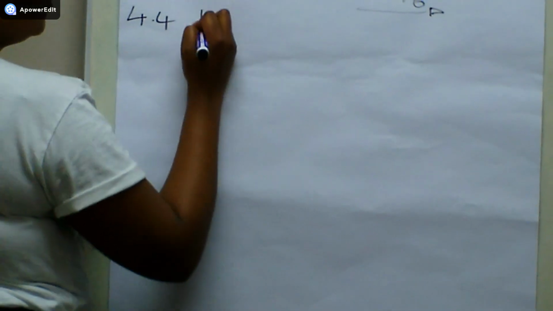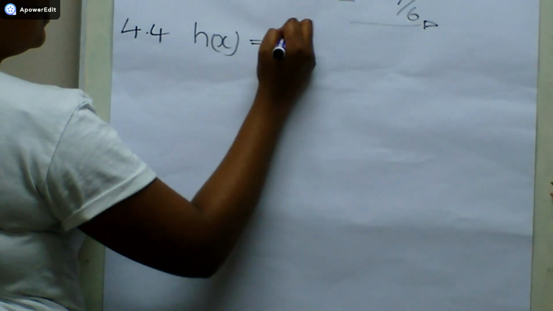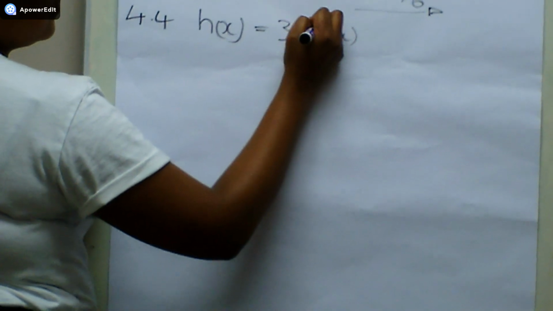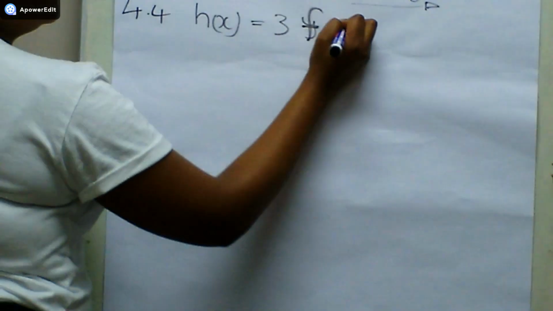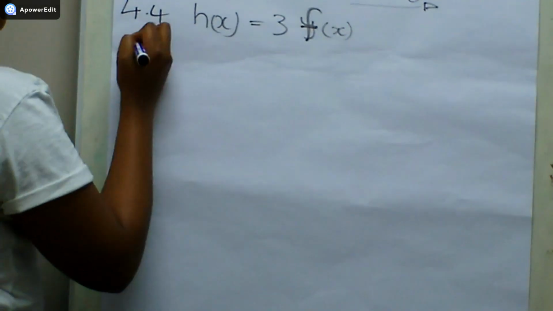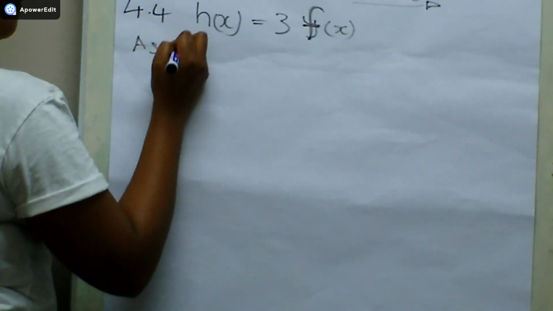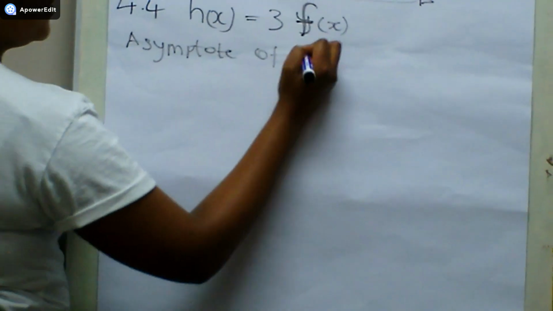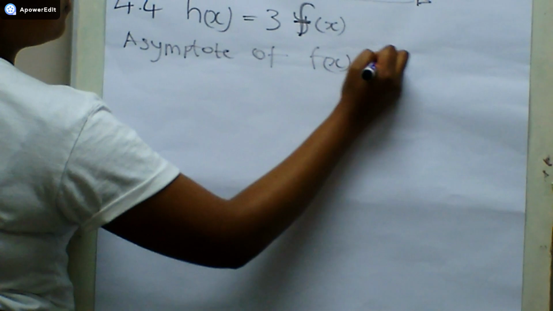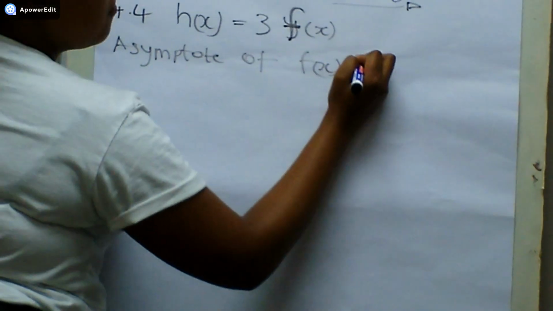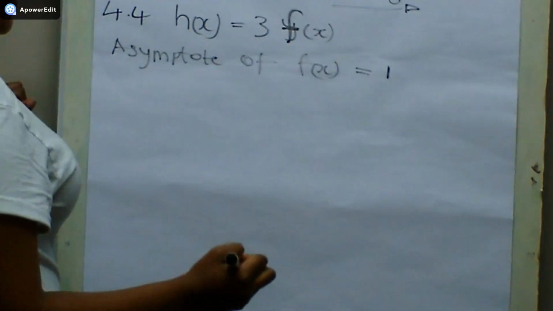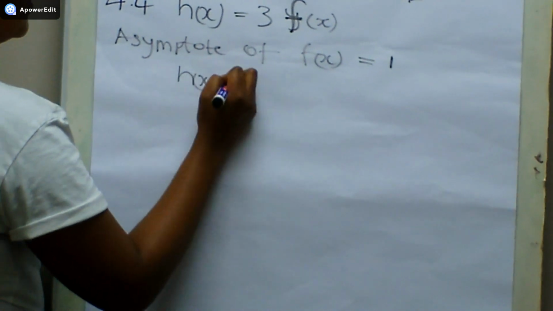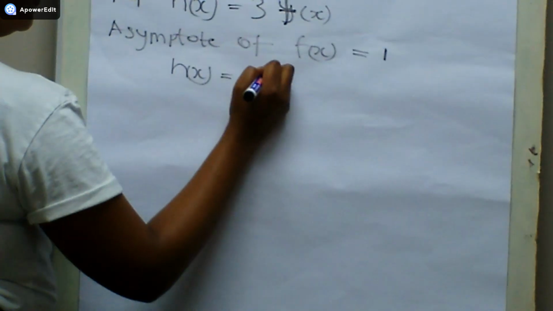So the next question is 4.4. As I said, you guys can go back and just view the question and then you can come back. So what we're asked to do here is h of x is equal to 3 times f of x. What this means is that if you had a function h of x that was 3 times f of x, then what would be your asymptote? Essentially, that was what the question was asking. We do know that the asymptote of f of x was equal to 1, right? We can trace back, it wasn't so long ago. So yeah, guys, you can see that.